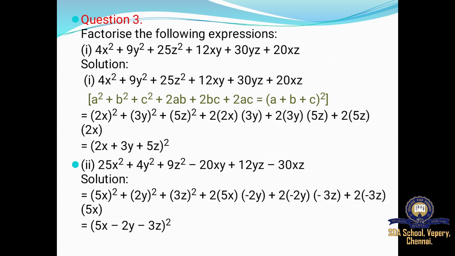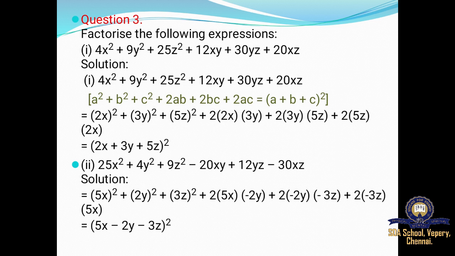Okay, so 25x square can otherwise be written as 5x the whole square. 4y square can be written as 2y the whole square. Similarly, 9z square can be written as 3z the whole square. Am I right or not? Yes, it can be written like that. Then what will happen? If you take this, you have minus 20xy, then you have plus 12yz in the given question, then you have minus 30xz. What is my formula? I have found a to be 5x, b to be what? 2y and c to be 3z. Am I right or not?